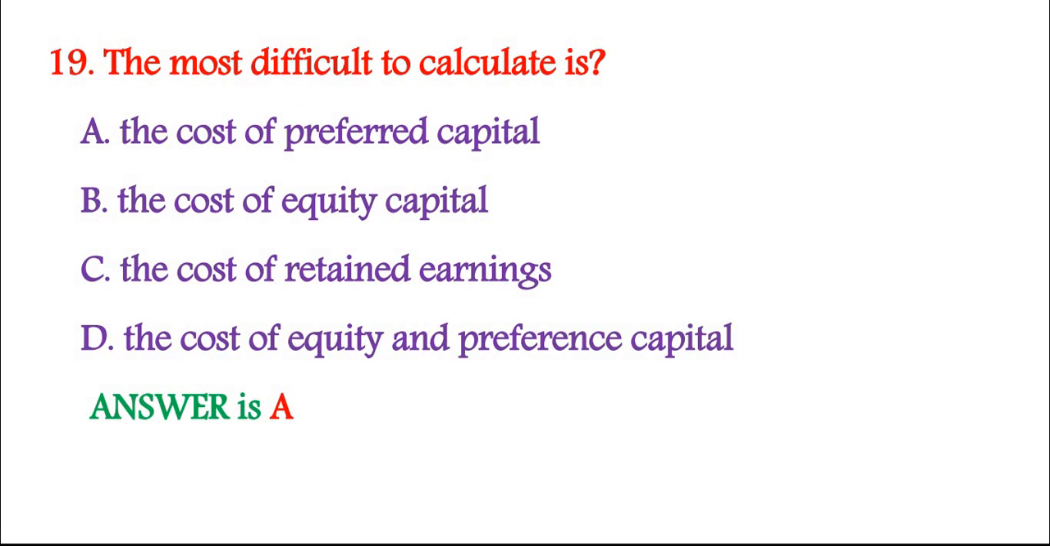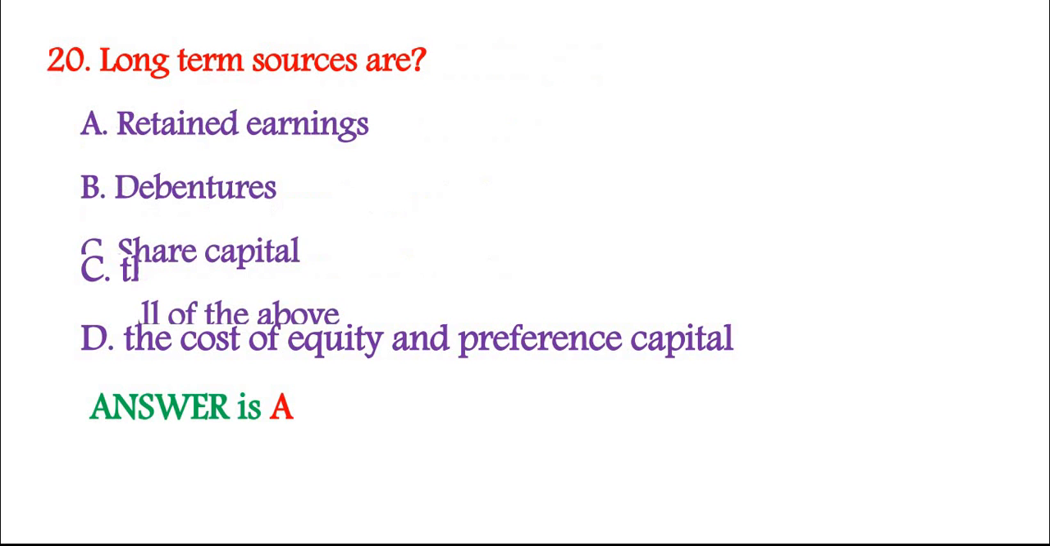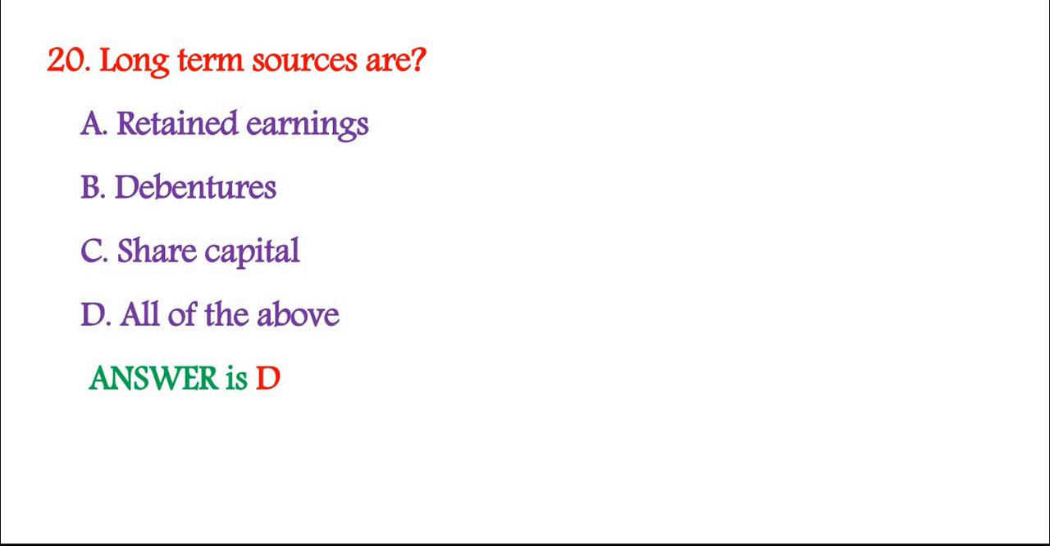19. The most difficult to calculate is: A. The cost of preferred capital, B. The cost of equity capital, C. The cost of retained earnings, D. The cost of equity and preference capital. Answer is A. 20. Long-term sources are: A. Retained earnings, B. Debentures, C. Share capital, D. All of the above. Answer is D.